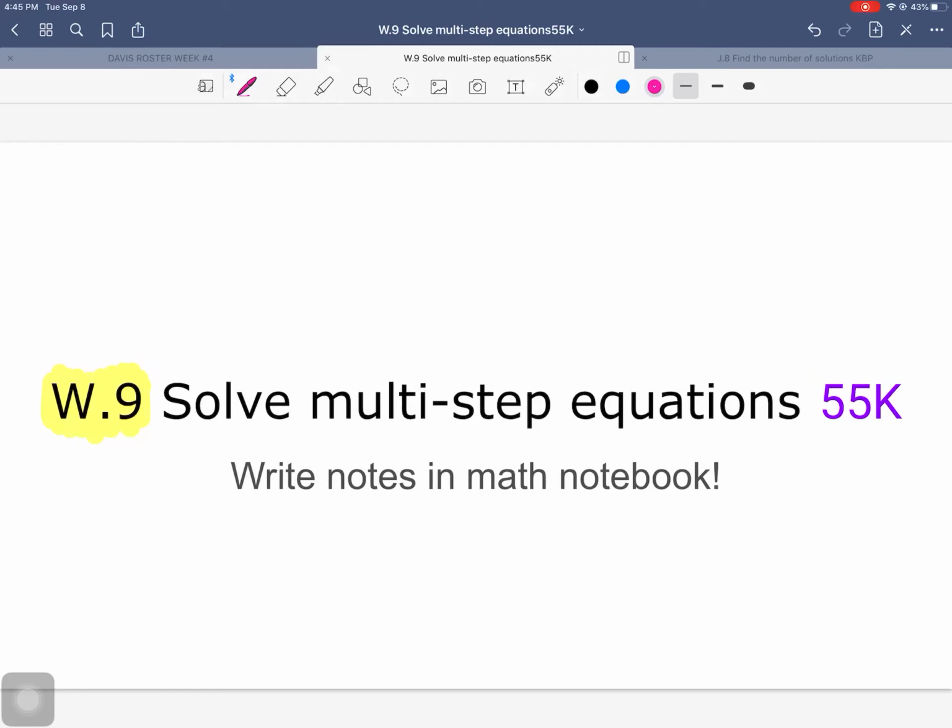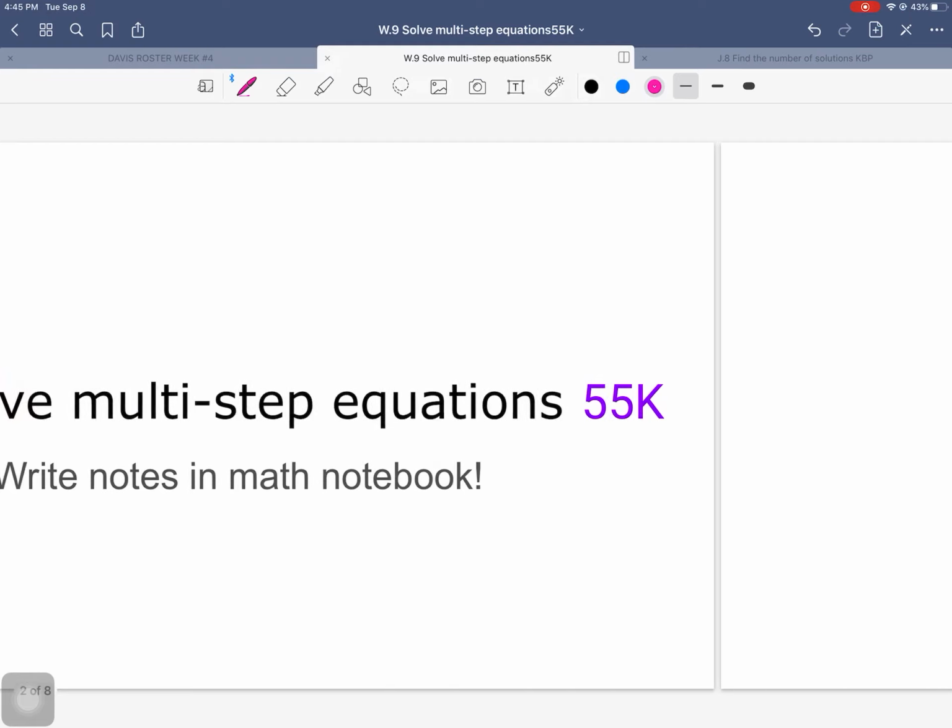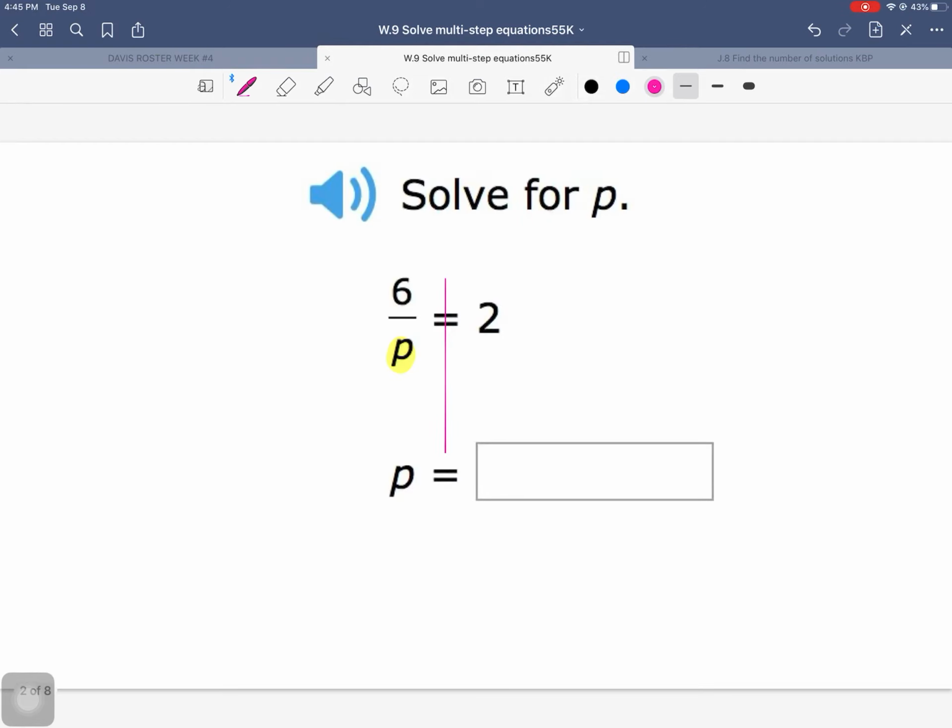Okay guys, today we are going to solve multi-step equations, so please put this in your notes. This first problem is a little different than what we're used to. I'm going to talk to you about two ways to solve it.